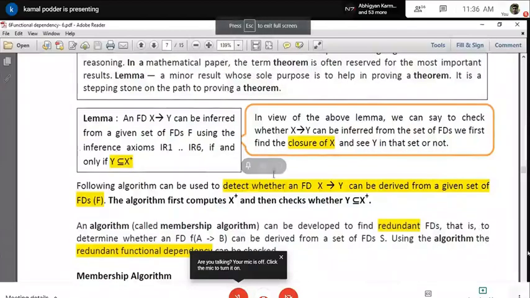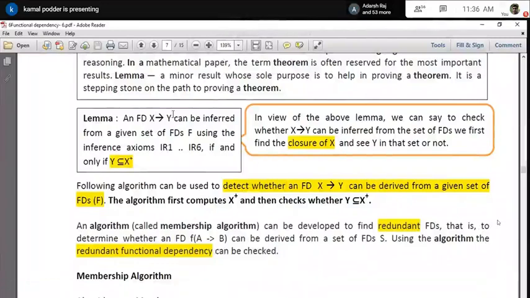What is that lemma saying? That if an FD X to Y can be inferred from a given set of FDs using the inference rule if and only if, that means you can find out this particular FD by applying the inference rule only if Y is in the closure of X. Mind it. How to prove this lemma? It is not important. The only thing is that you should remember this.